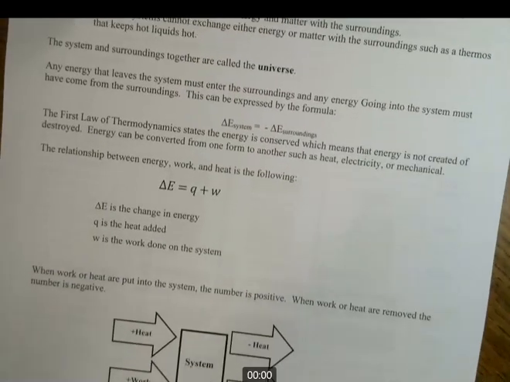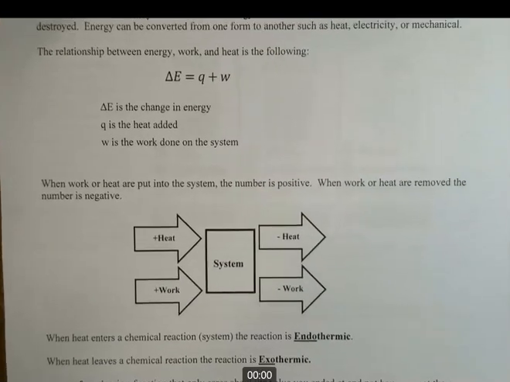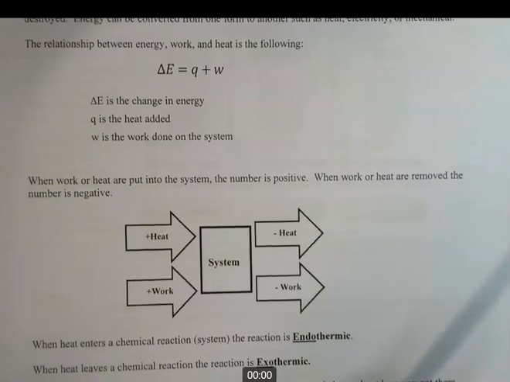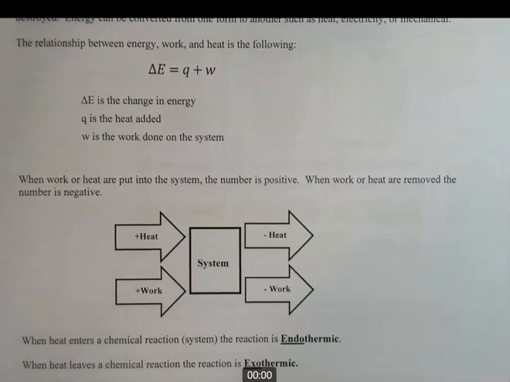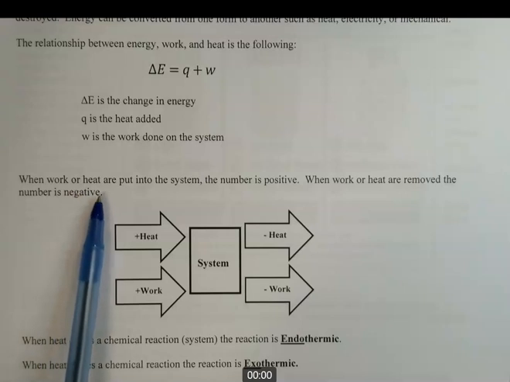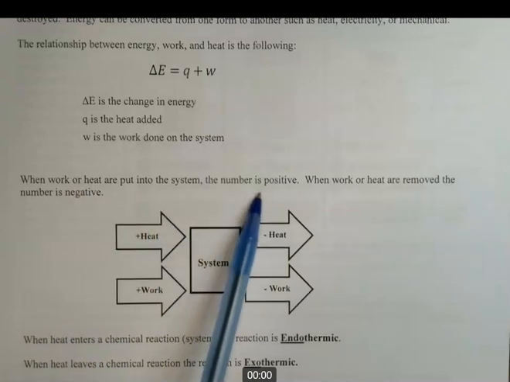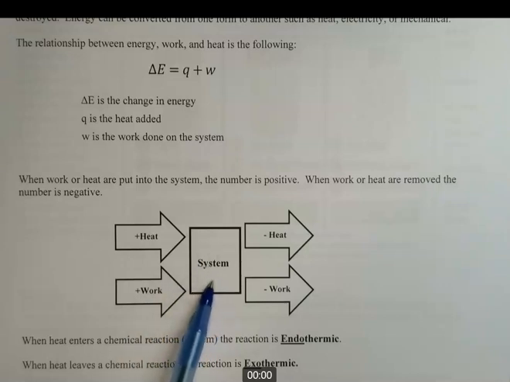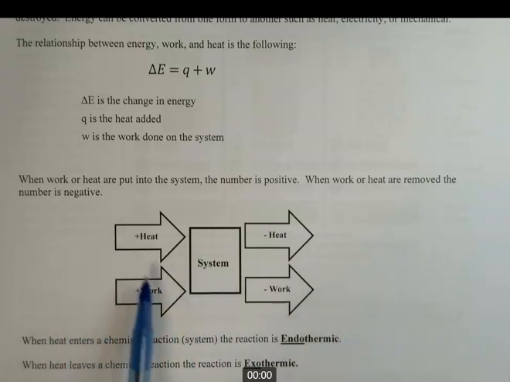So the convention for the signs, convention just means the way it was decided to be done, is that you think of it like a bank account, putting money into your bank account. If you put money into a bank account, it's positive. And if you take money out of the bank account, you withdraw money, it's a negative. So when work or heat are put into the system, the number is positive. So there you've got heat and work going into the system and into your chemical equation, that's positive. When work or heat are removed, then that's a negative number. So there's heat and work coming out of the chemical reaction.